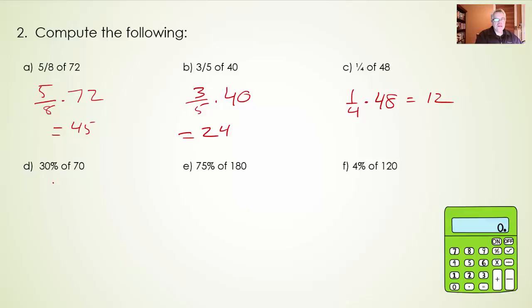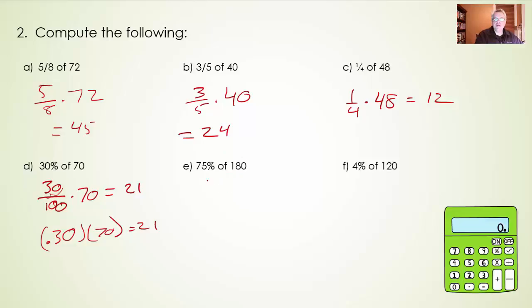Percent's kind of the same thing. Remember, percent means per hundred. So 30% means 30 hundredths times 70, which would give you 21. Usually people, though, they save themselves a little work. Instead of doing 30 hundredths times 70, they convert this to a decimal. So 30 hundredths is 0.30. Okay, so 30 divided by 100, move the decimal place 2 times, you get 0.30. You multiply that times 70, and end up getting the same thing, 21.